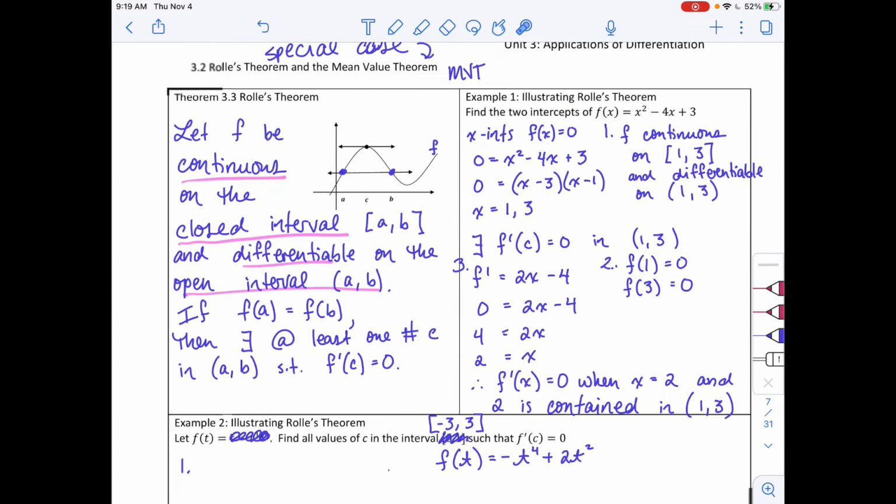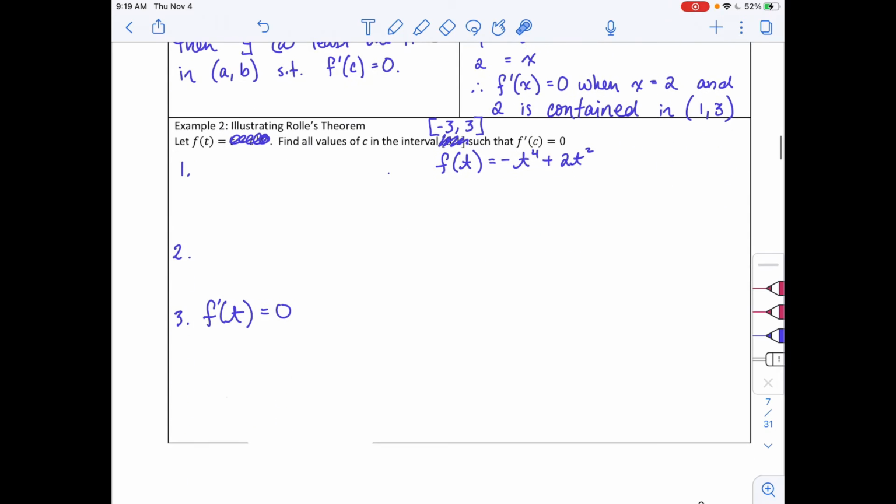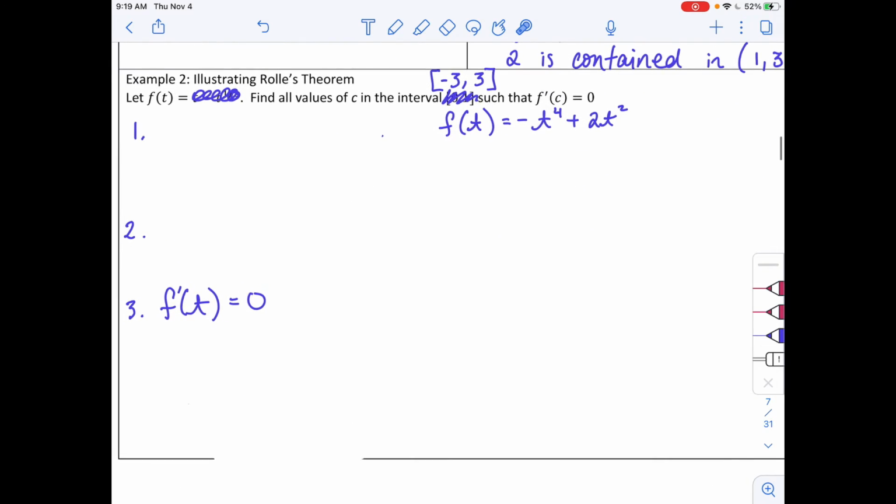And this is the x value where the derivative will have a value of 0. All right, now let's go ahead and continue to another example. So for this one, we have f of t equals negative t to the 4th plus 2t squared, all right? And we're finding all values of c in the closed interval negative 3 to 3 such that f prime of c is equal to 0. So step 1, we have to state whether or not our function is continuous on the closed and differentiable on the open.